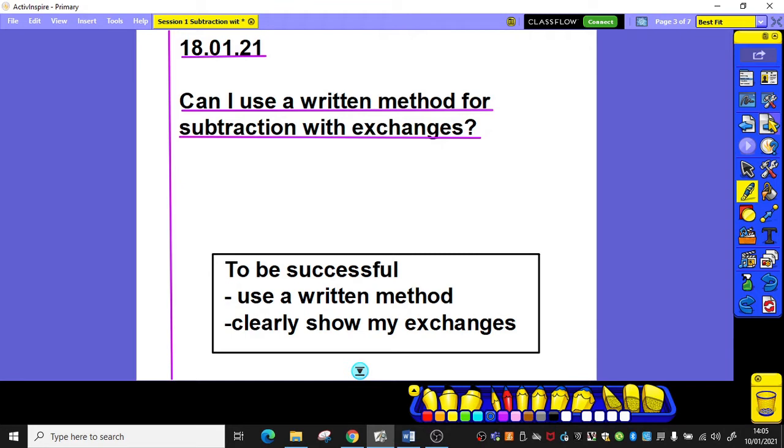Now, today you're going to be using a written method for subtraction with exchanges. This isn't a new method. This isn't something new we've been doing. We've been practicing this an awful lot during the autumn term, and this is about consolidating, just making sure that we're very fluent and efficient with this method. And to be successful, when we use our written method, we clearly need to show our exchanges.